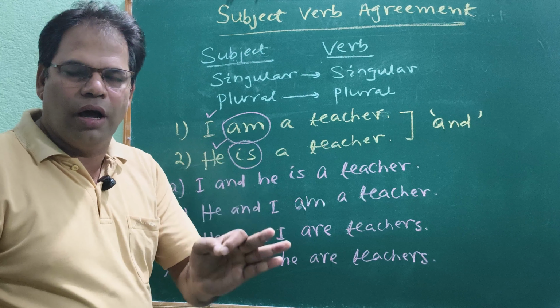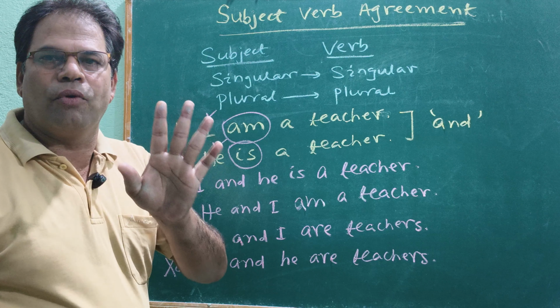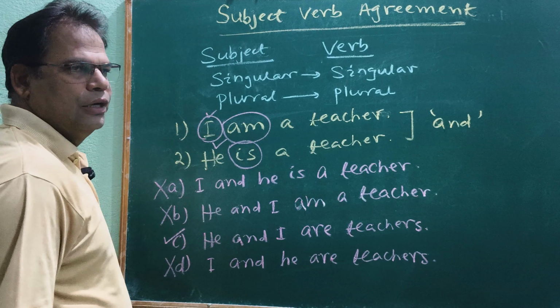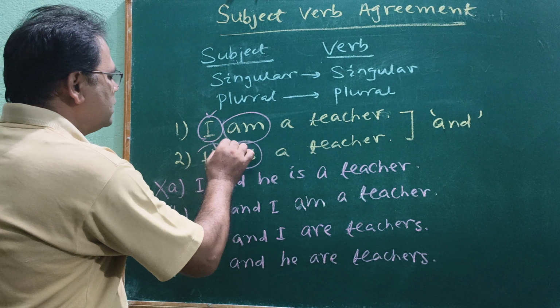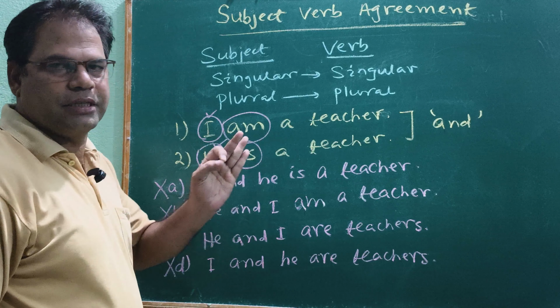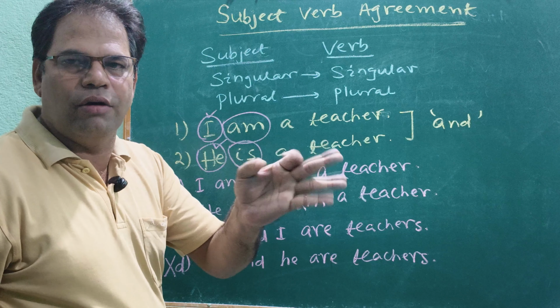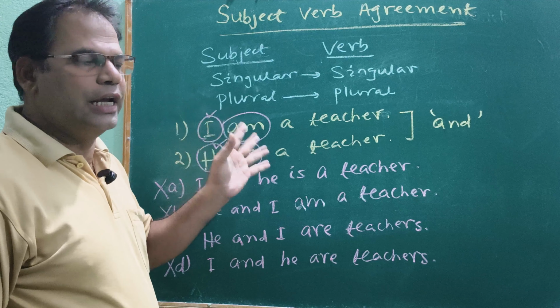For this, we have to learn first the order of pronouns. Here the subject is I, which is first person. Here the subject is he, which is third person. So now we are going to learn first the order of pronouns when they are used as subject.